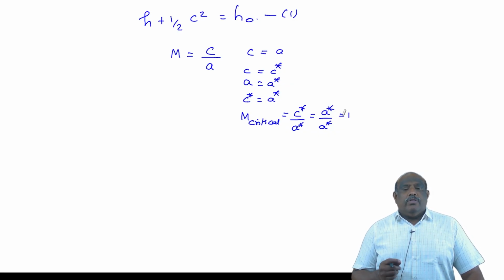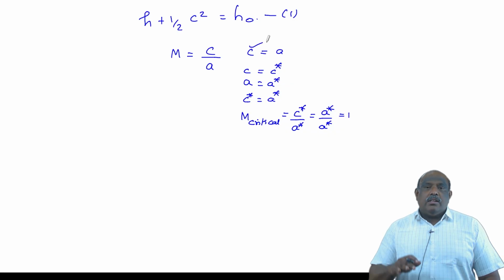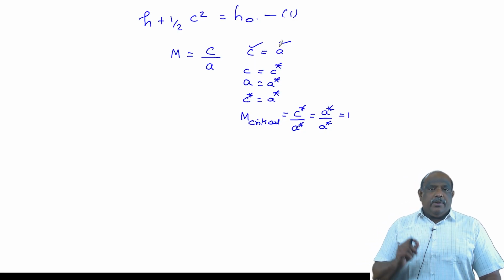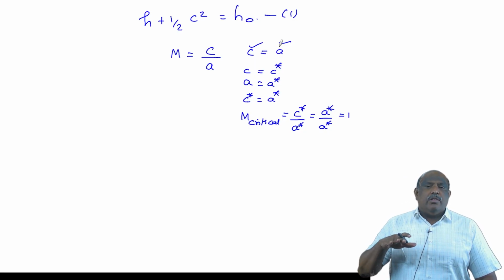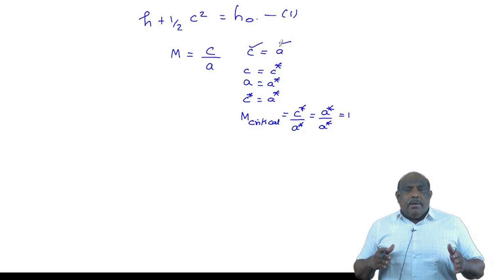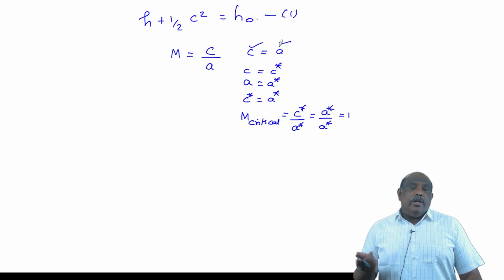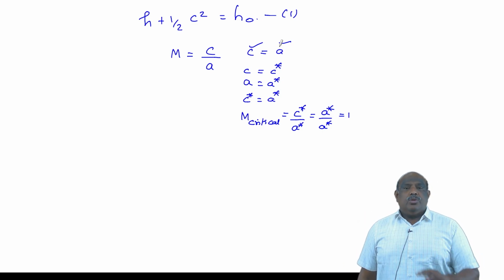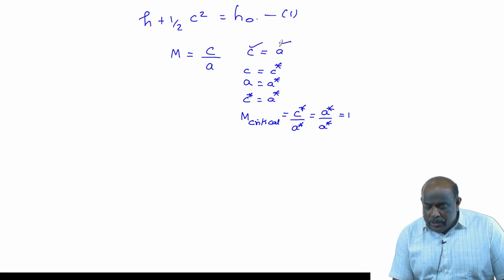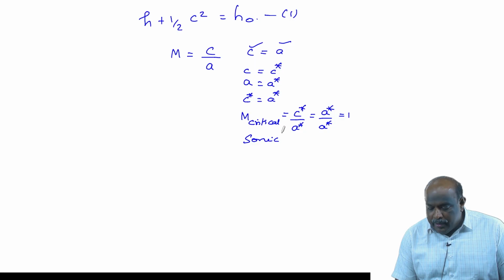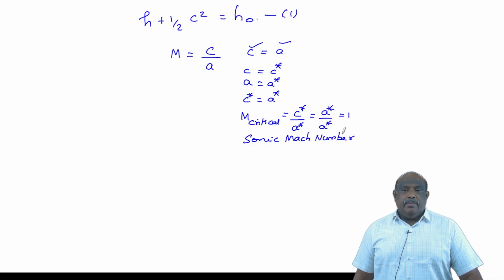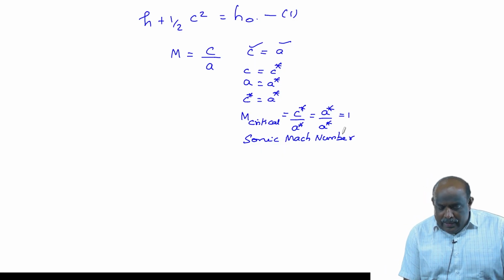Sonic means what? Now the velocity C equal to A, which means the velocity of the flight will be the same as the velocity of sound. I will repeat once again. C equal to A, which means C is nothing but the velocity of the flight. The velocity of the flight will be the same as the velocity of the sound in air. So it is going to travel at the speed of sound. That is called sonic. Sonic means the speed of sound. So when M equal to 1, it is called sonic velocity or sonic Mach number, and the corresponding Mach number is called M critical. Now we know that C star equal to A star.